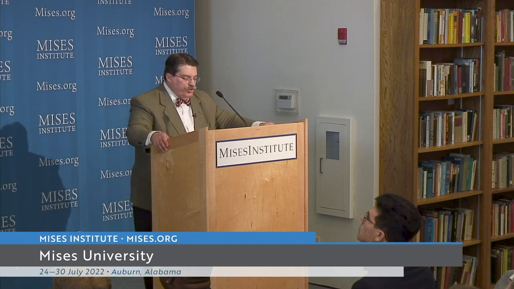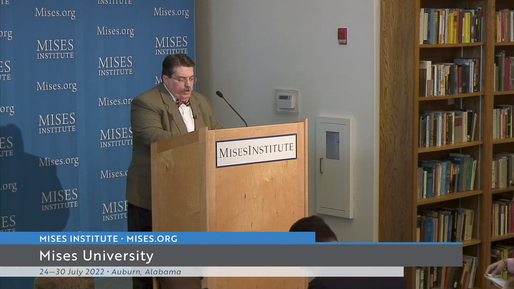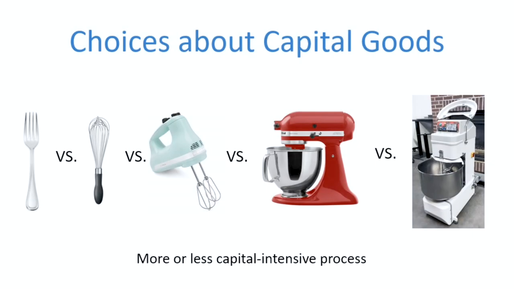One of these choices has to do with the level of capital intensity in the production process, right? We can choose a more or less capital-intensive process. Here we have physical capital goods that can be used to accomplish basically the same thing of mixing things fairly rapidly. The most primitive, the least capital-intensive, is a fork. It's a simple fork. Then we have a whisk, a handheld whisk. Then we have the handheld mixer. Then we have the stand-up mixer. And then the one clear on your right is the industrial mixer.